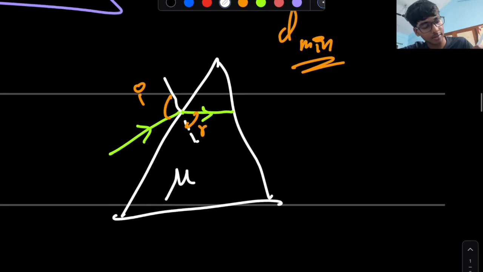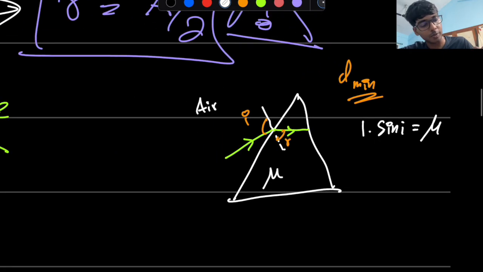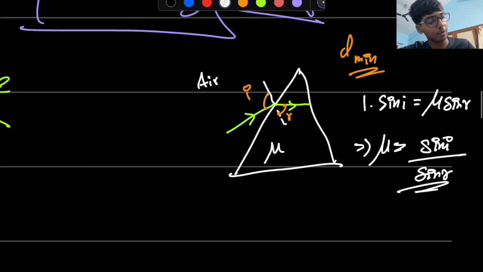So let's write Snell's law for this. So this is air, obviously. So that's 1 times sin i, which is equal to mu times sin r. So from here we'll get mu is equal to sin i by sin r.